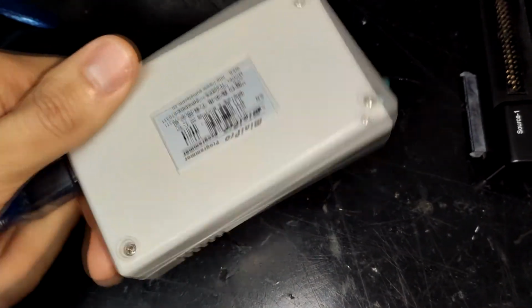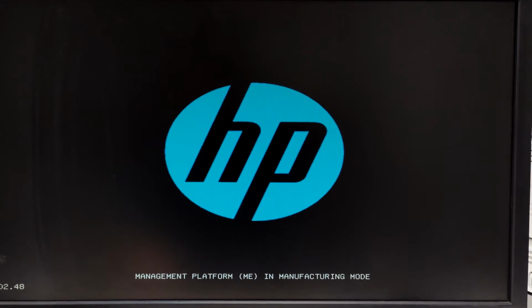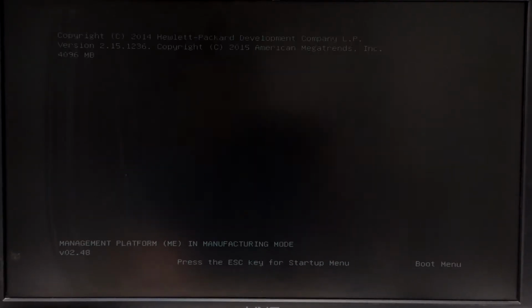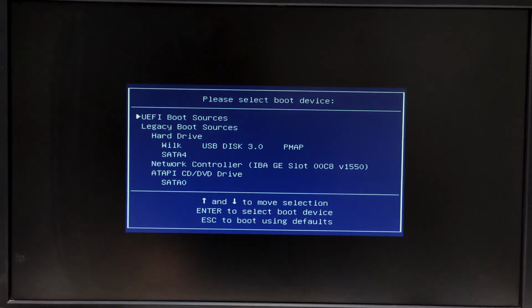I resoldered the BIOS chip on the motherboard. I turned the computer on. It restarted like 5 or 6 times, I don't know why. And then suddenly it just started up and it appears to work.